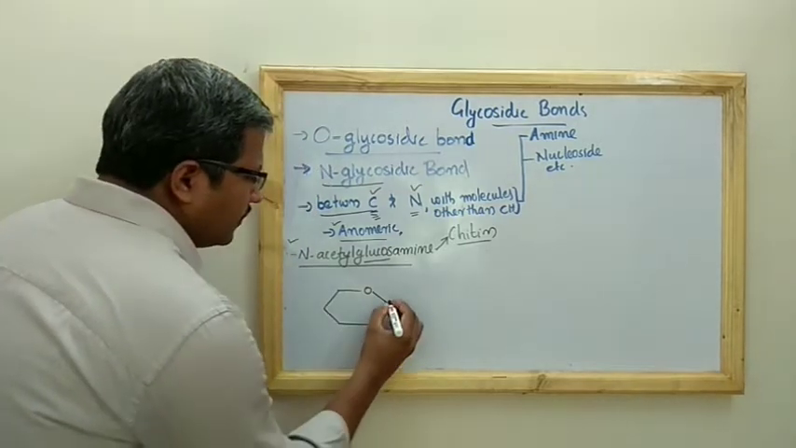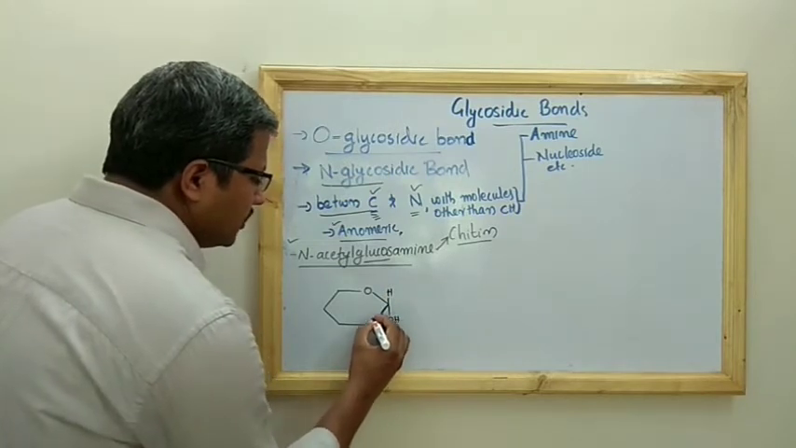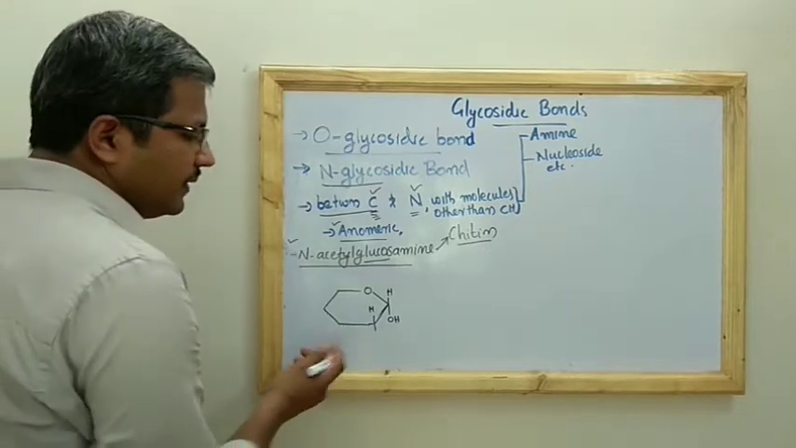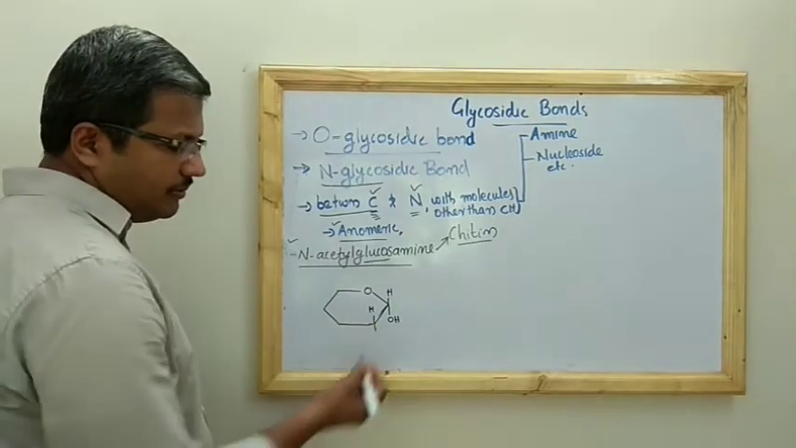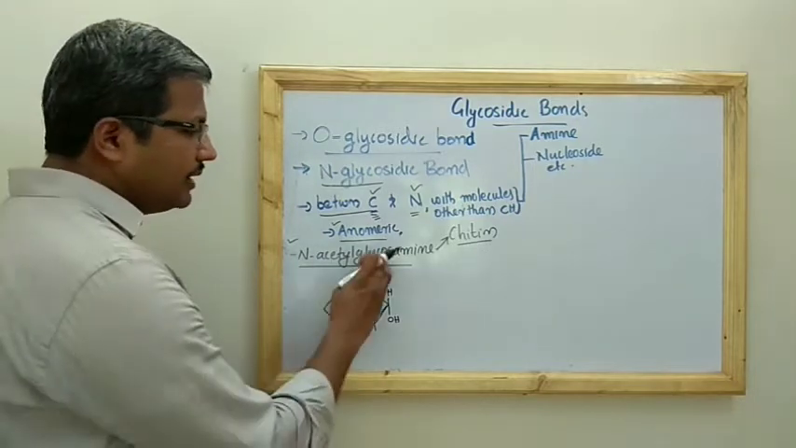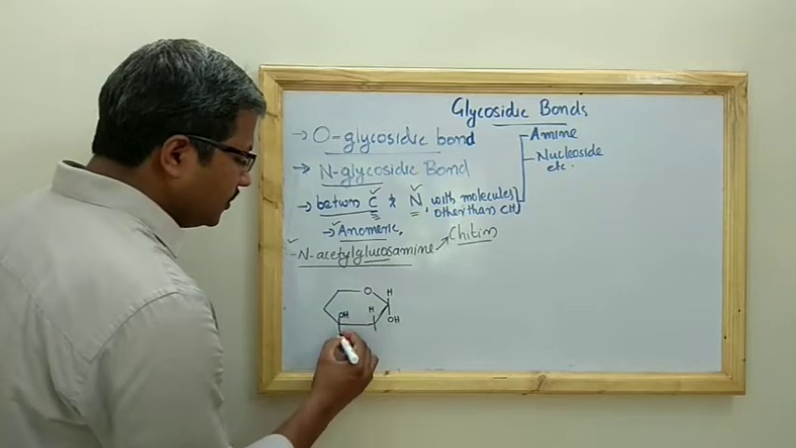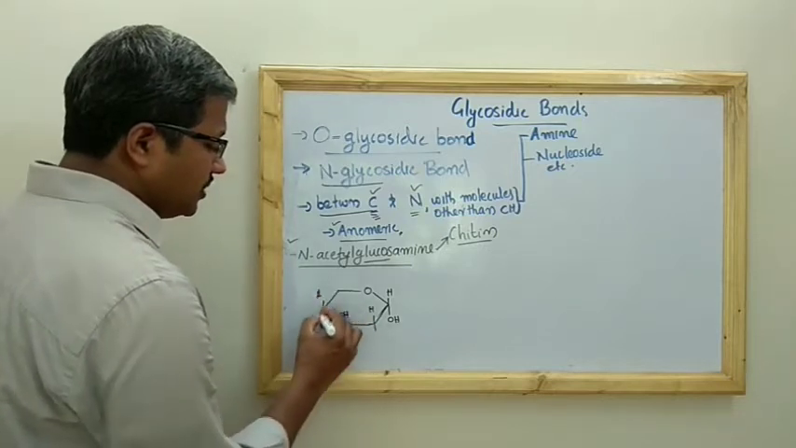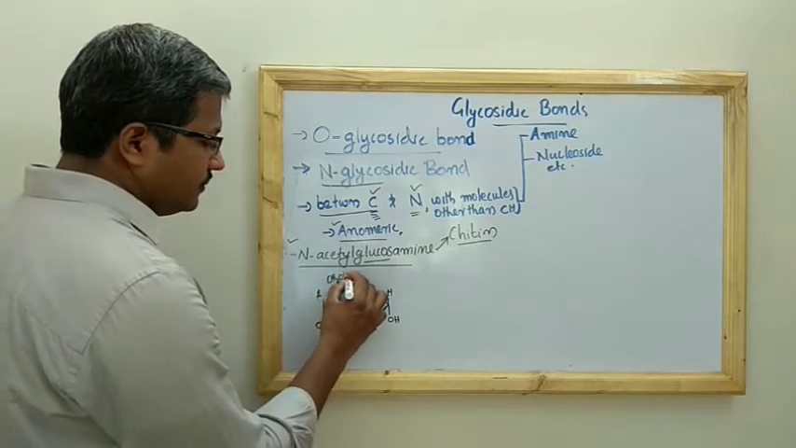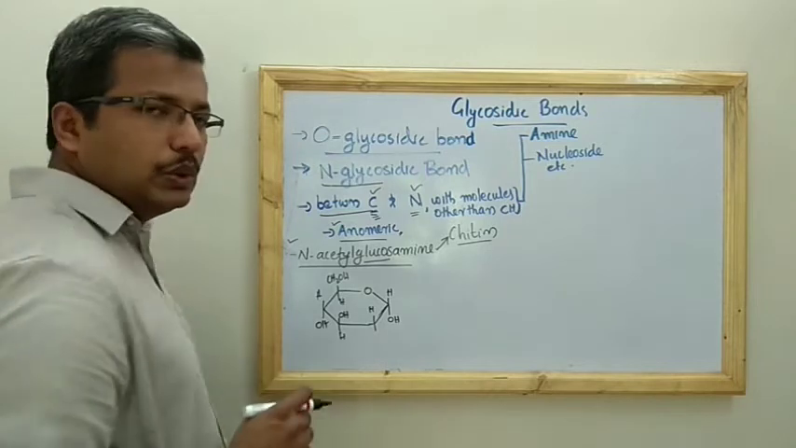Okay, glucose unit is required. H, OH, H. I'm just leaving it because it is at this particular carbon the acetylamine is linked to form the N-acetyl glucosamine. And then I'm just filling the remaining portion OH, H, H, OH, CH2OH, H. Okay, so this is the glucose.